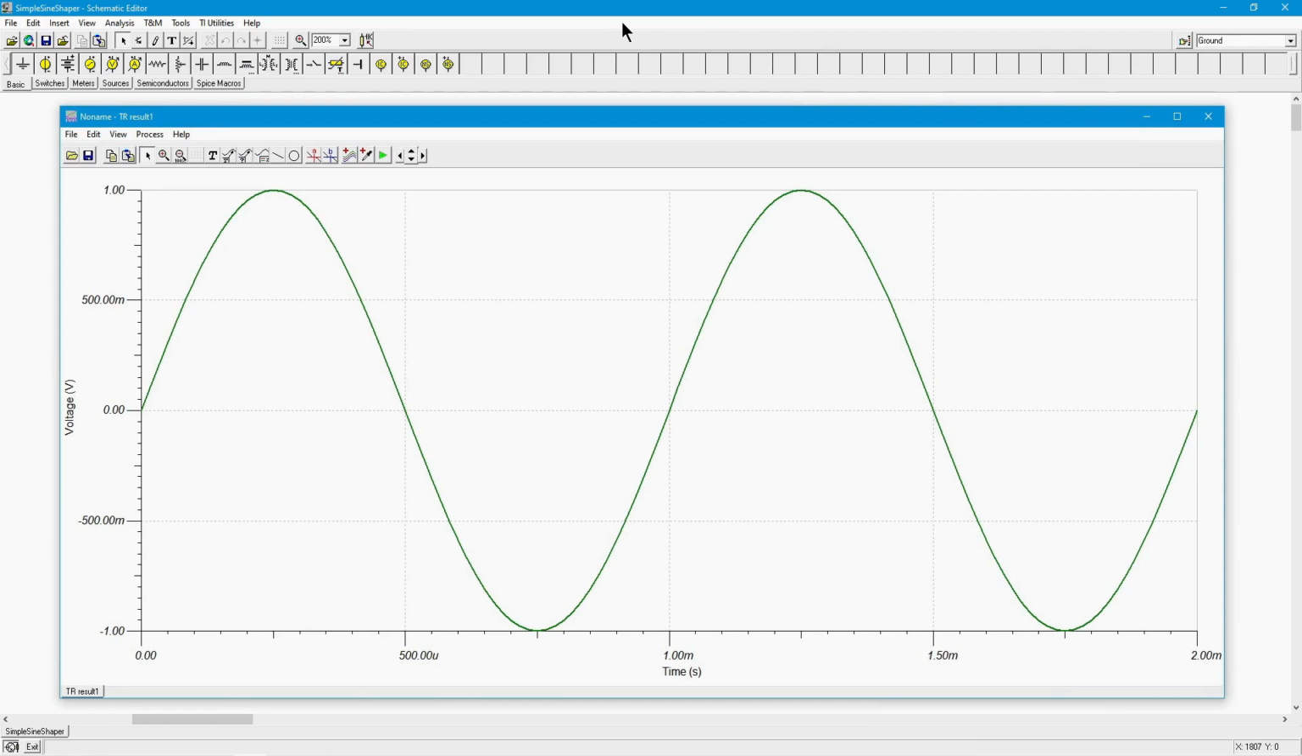How do you take a triangle wave and turn it into a nice sine wave like this? There's lots of ways of doing it, but how about a very simple, minimum parts component way of doing that? I'm Professor Fiore, and I'm going to show you how.